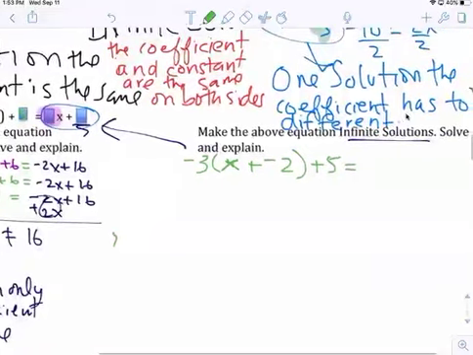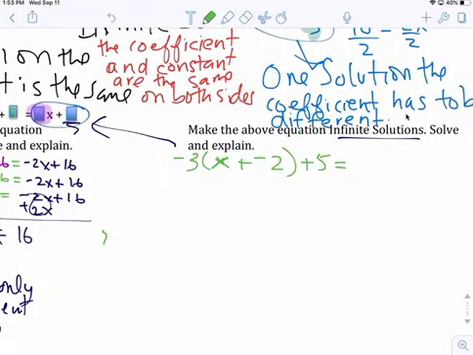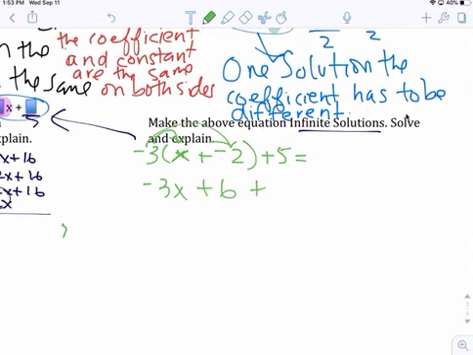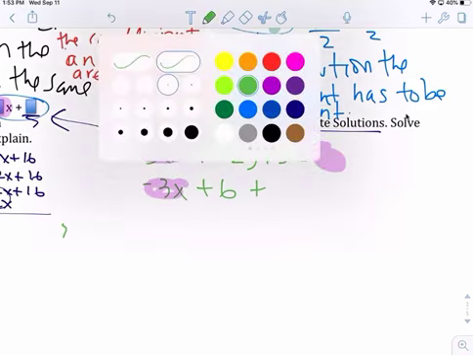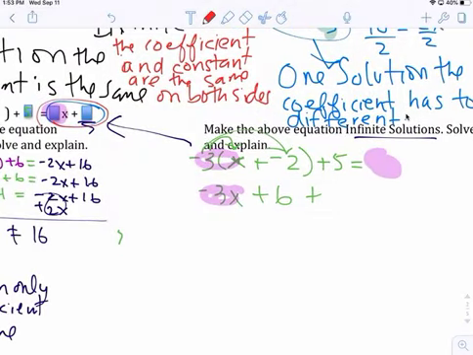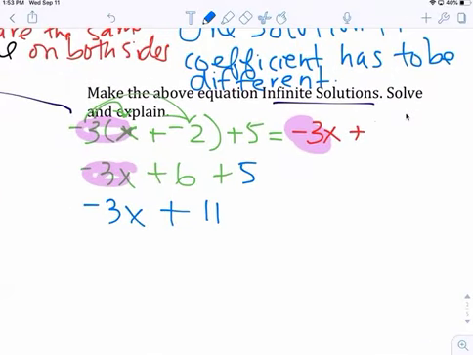Okay, this is infinite solution. It's harder. Distribute: negative 3x, positive 6, plus. Okay, infinite solution, they all have to be the same. So, I'm not sure yet. We know for sure this one here needs to be negative 3. Plus, okay, let's find out. What do we need to add? If I have 5 here, I get 11. Negative 3x plus 11. So I need to make it exactly the same, so this needs to be plus 11.